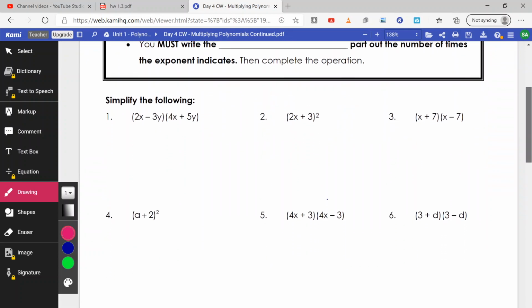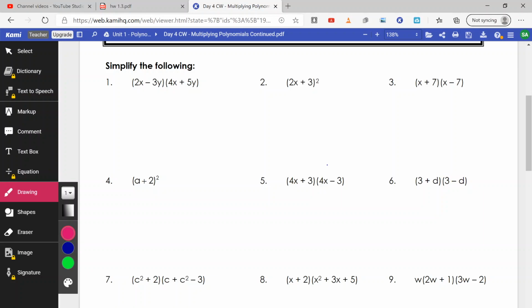So simplify the following. Number 1, we have 2x minus 3y times 4x plus 5y. What we have here is either using box method or distribution. I'll show you both here. Distribution, it's going to be the same as before. I'm going to take the 2x and multiply it times both items inside parentheses. So 2x times 4x, number times number, gives me 8. X times x gives me x squared. 2x times 5y, 2 times 5 gives me 10. And then x times y, I can't combine them, so it's just going to be xy.